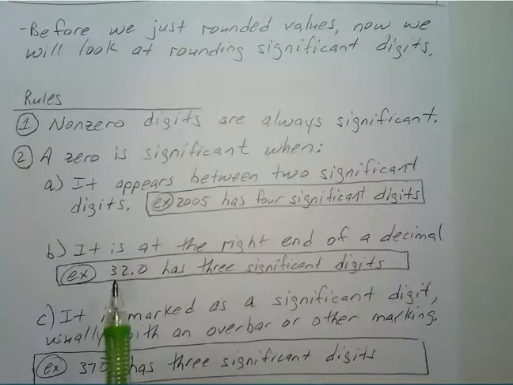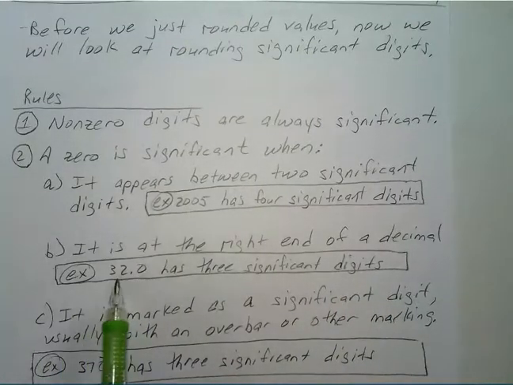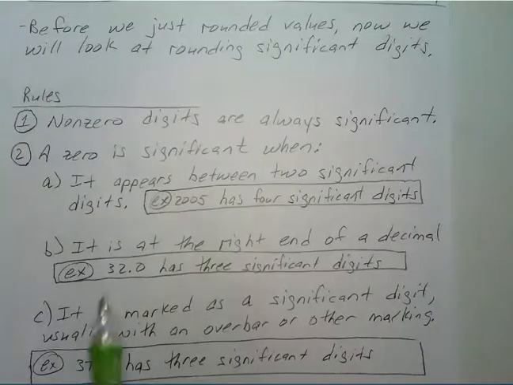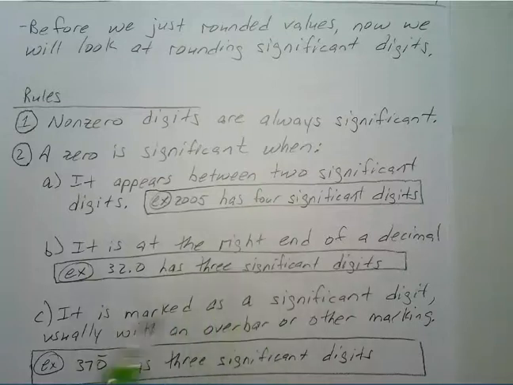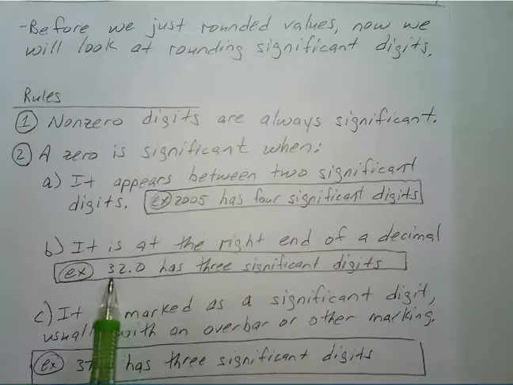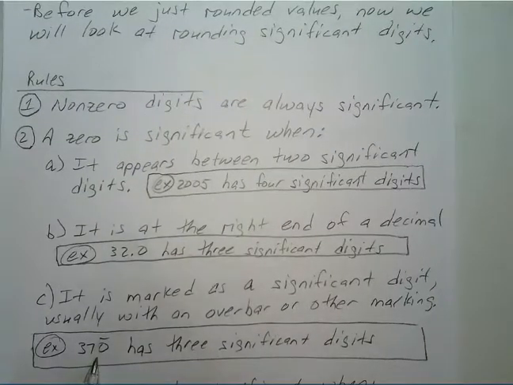Okay. Second, it is at the right end of a decimal. So if you have 32.0, that 0 is counted as a significant digit. So 32.0 has 3 significant digits. You have the 2 non-zero digits and the 0 to the right of the decimal. Okay. C is when it's marked as a significant digit, and that's usually when it has the over bar. So you have 370, but that 0 has the over bar, so it has 3 significant digits.